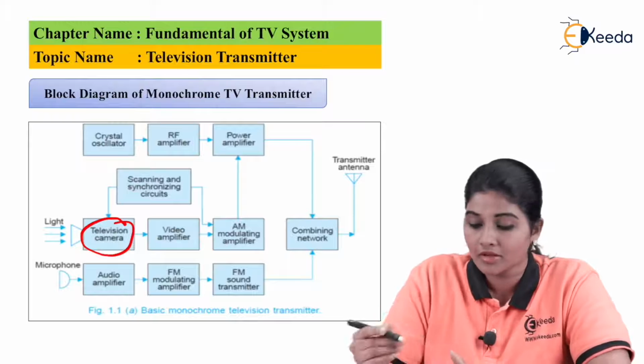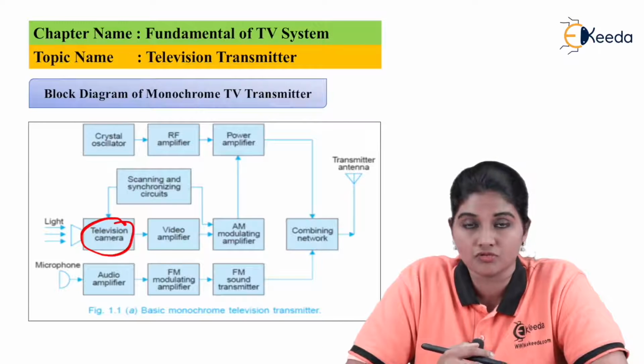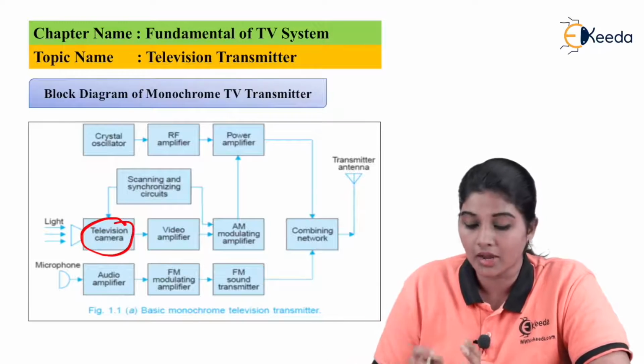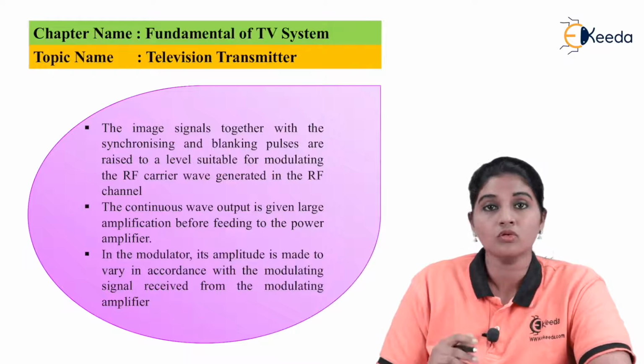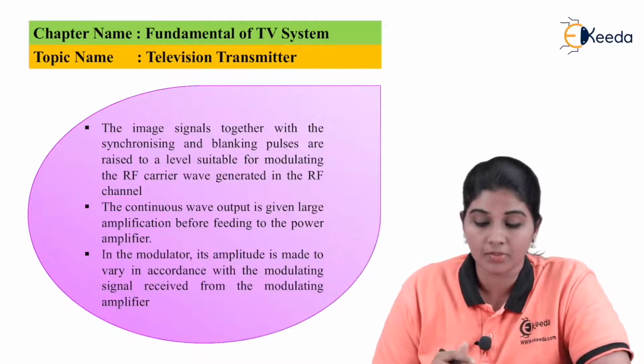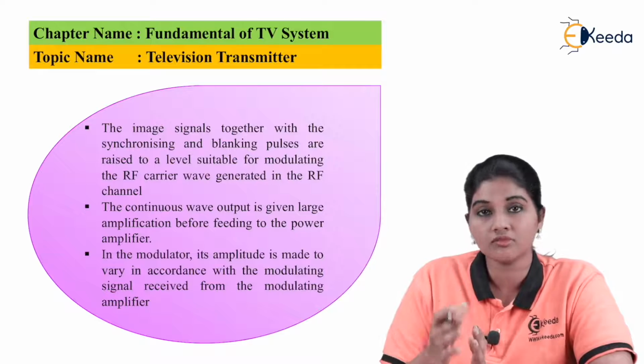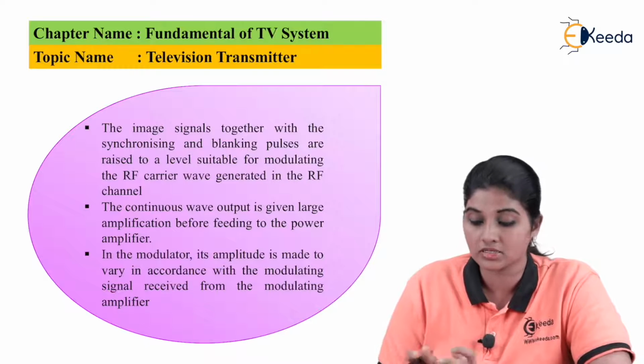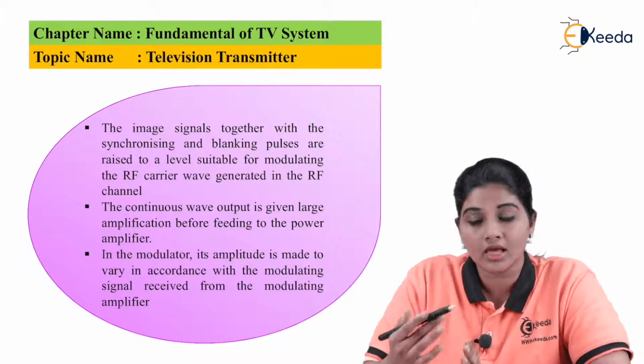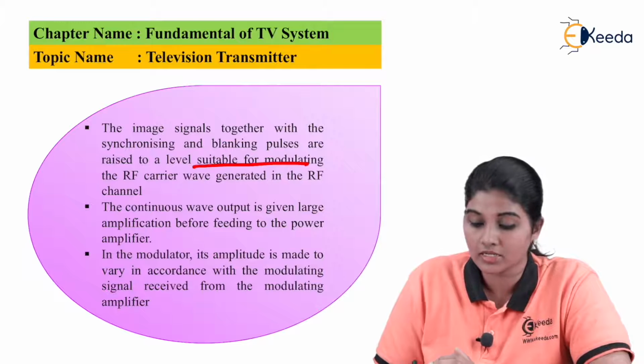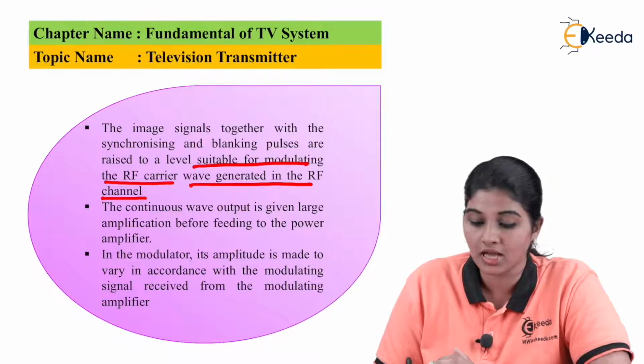Now after the power amplifier, the signal is given to the combining network. Now here the signal is combined with the microphone. Now, the synchronous network provides the pulses. So the image signal together with the synchronizing and blanking pulses reaches a level which is suitable for modulating the RF carrier wave for generating the RF channel.